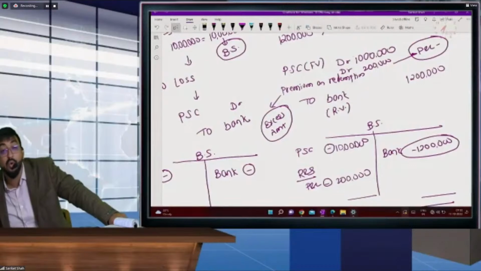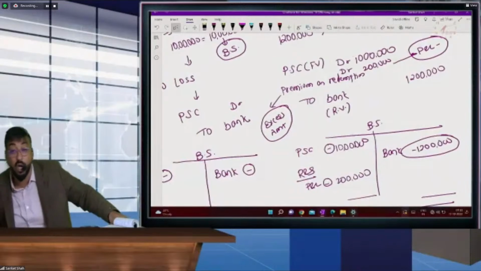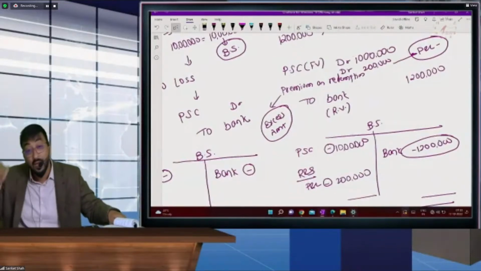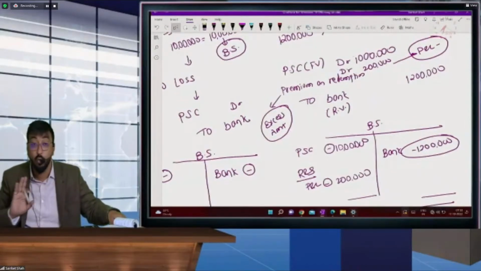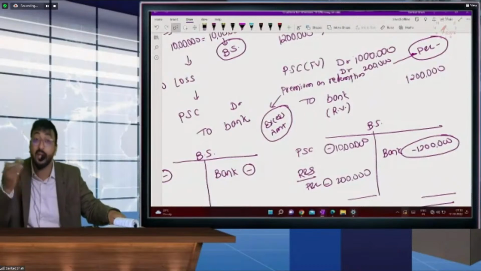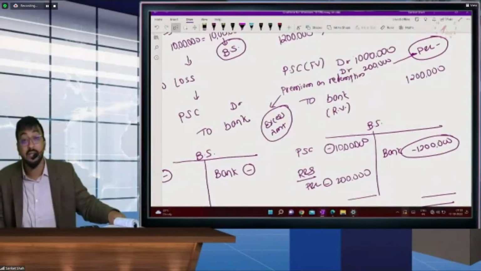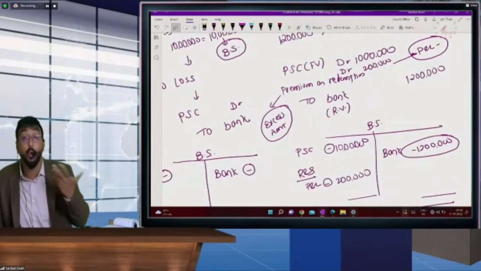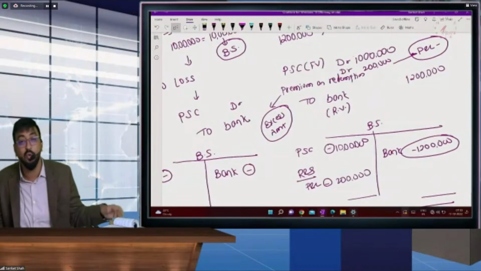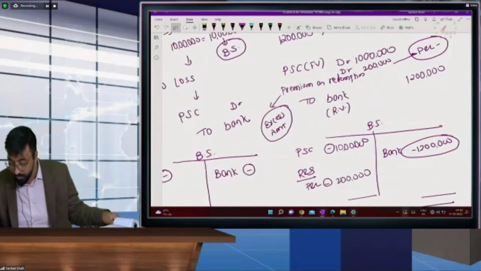Whenever you are passing any entry, first we have to open some ledger account. And that ledger is very important, and that is premium on redemption. So we cannot bypass it through the P&L account. Beta, no shortcut. First open that ledger account and then transfer it to the P&L account. P&L is where you transfer your nominal accounts. So first you have to open that account and then transfer it to the P&L account. Okay, got this concept? Is it completely clear?